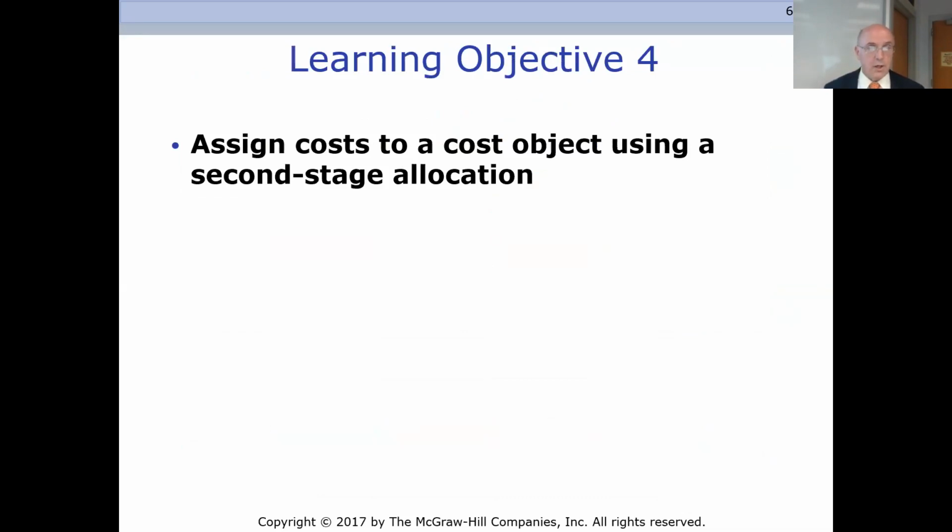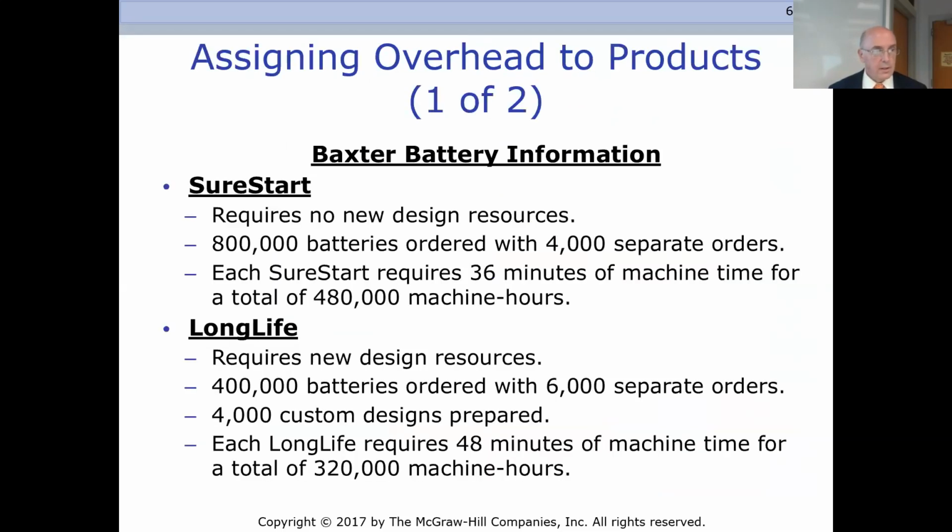So assign cost to a cost object using the second stage allocation. They have 2 kinds of batteries, Sure Start and Long Life. Sure Start requires no design resources. 800,000 batteries ordered with 4,000 separate orders. What do you get the urge to do when you see those numbers? Divide, exactly. Don't you want to divide 800,000 by 4,000? That's the urge I get anyway.